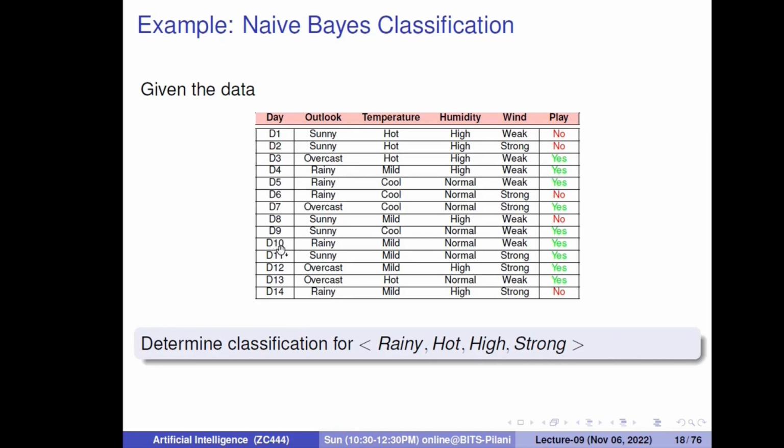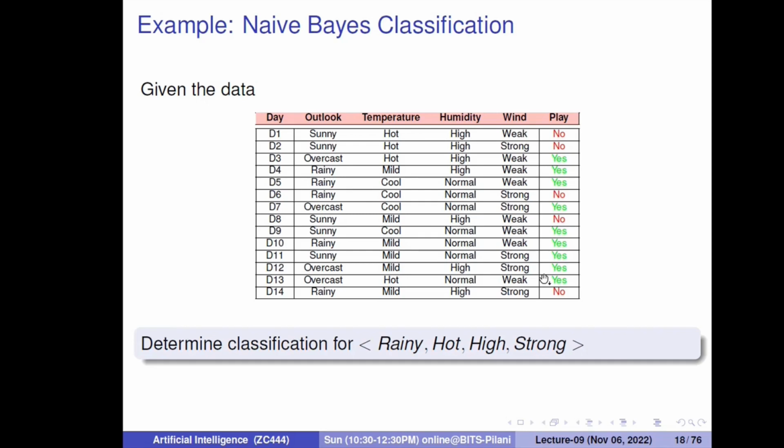So for example, on day 10, it was rainy, mild, normal, and weak, and you wanted to play. Let's assume that this data is given to you, and I wanted to find out the classification for rainy, hot, high, and strong. This is not in the table, so you have to do something to find out the value of play, yes or no.